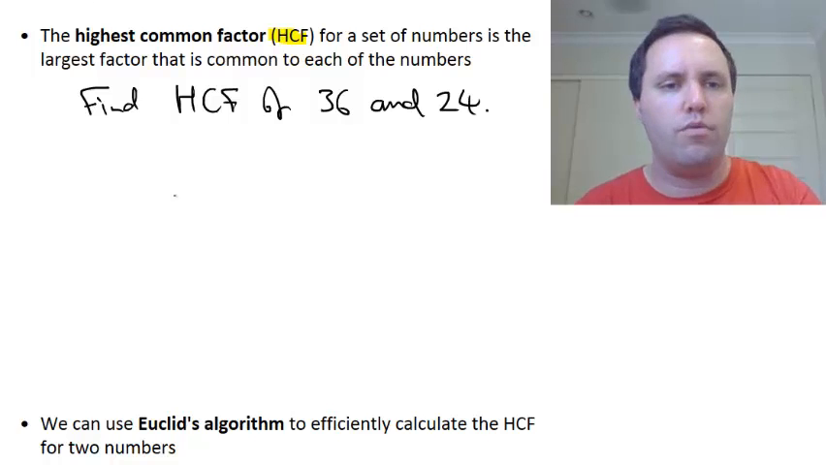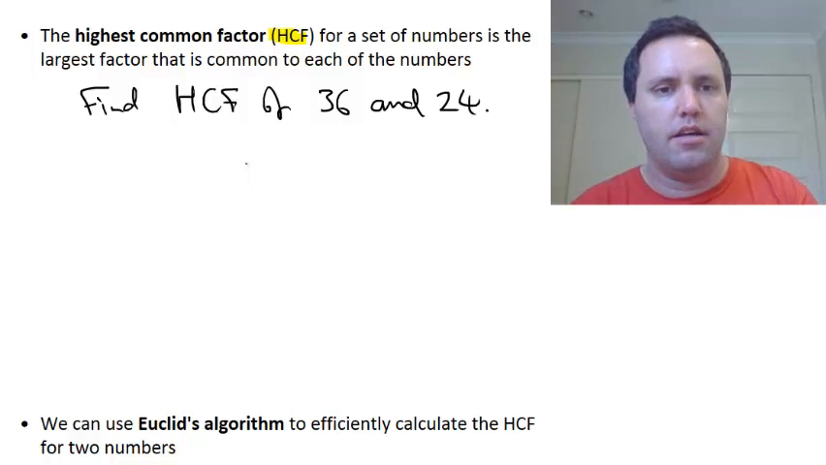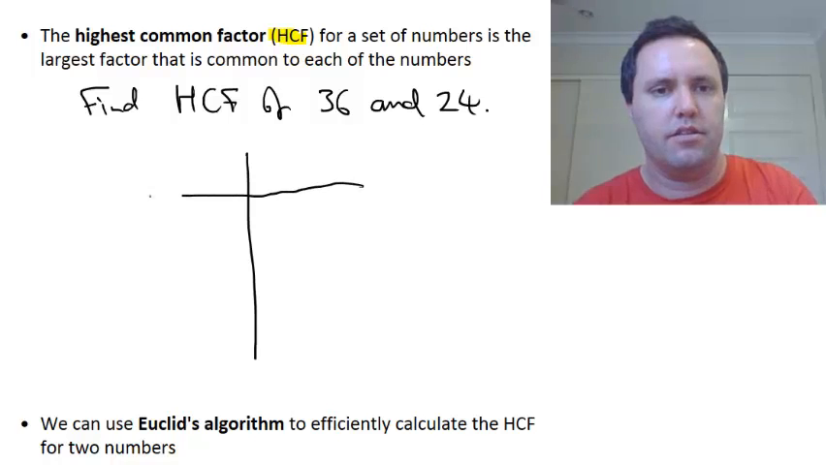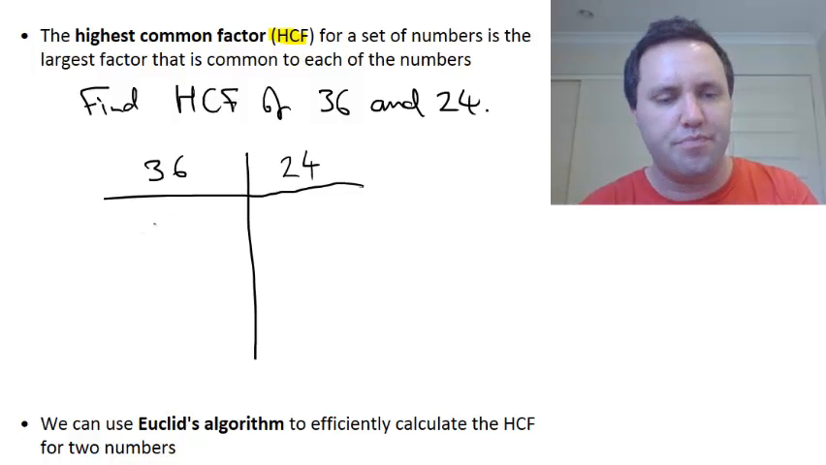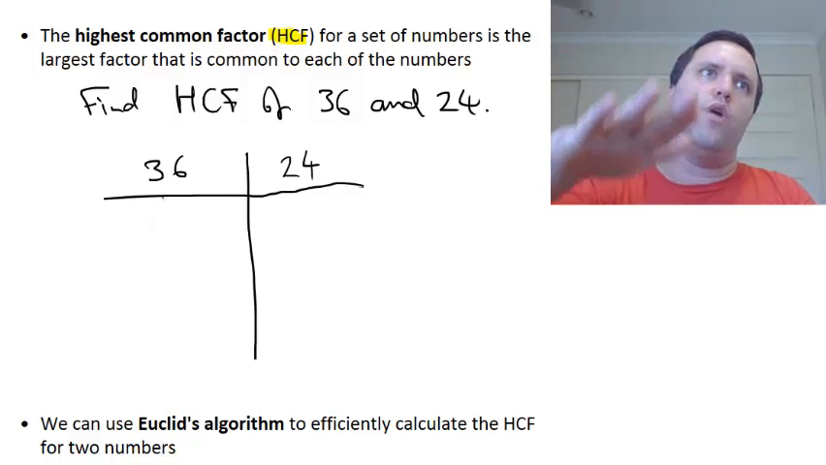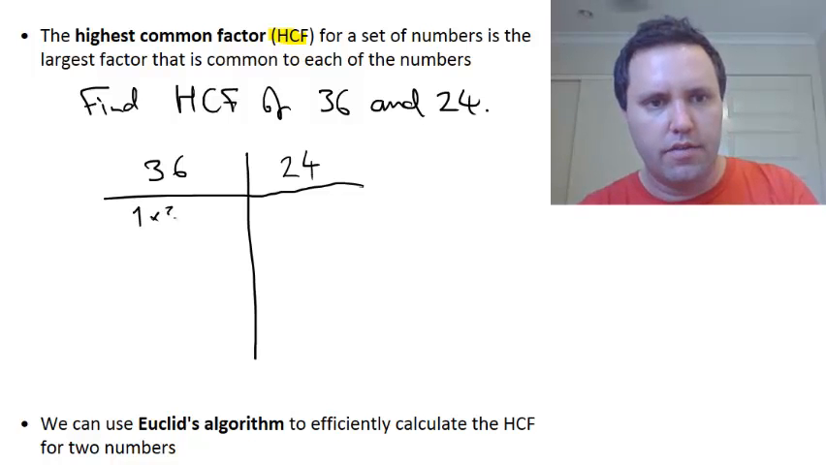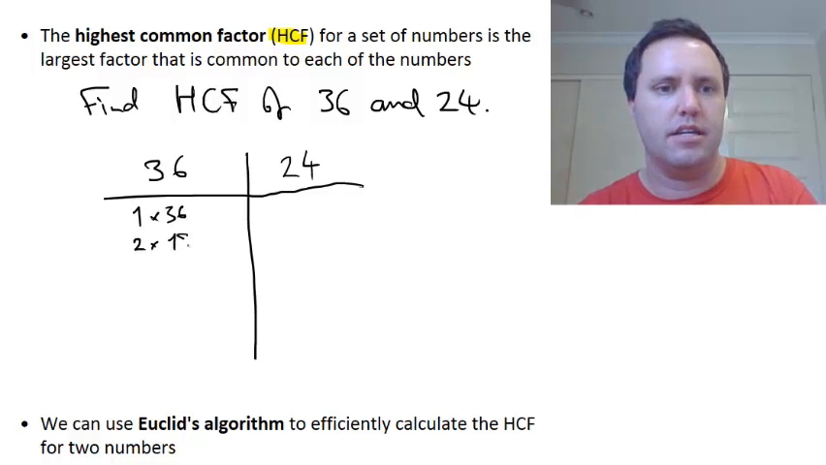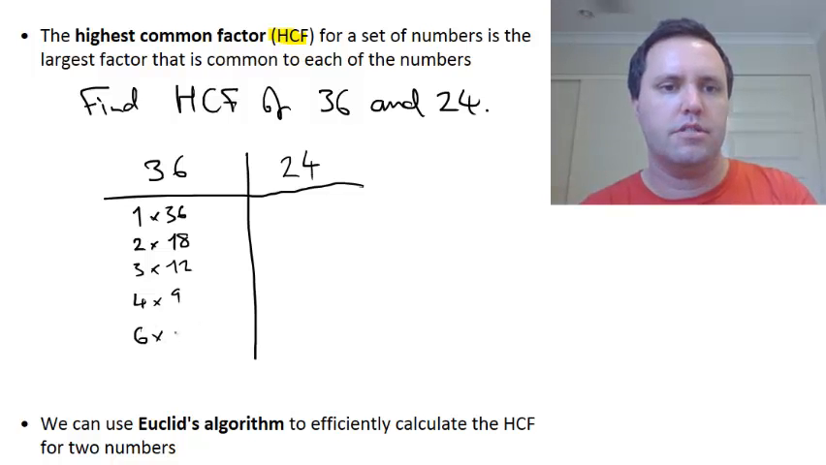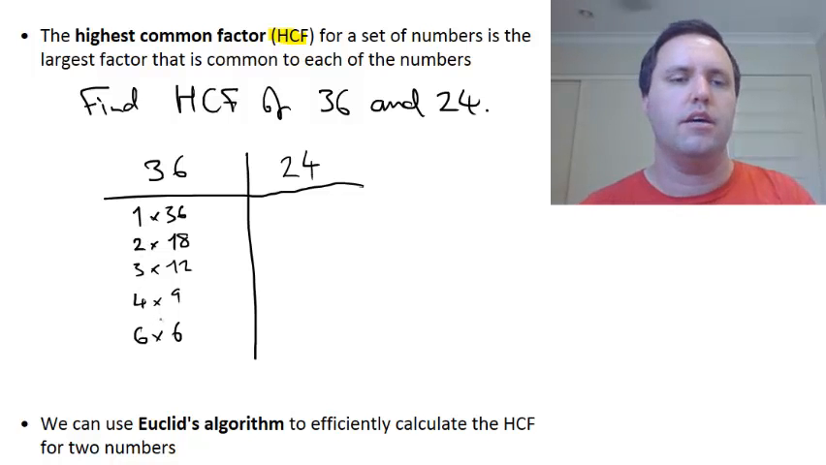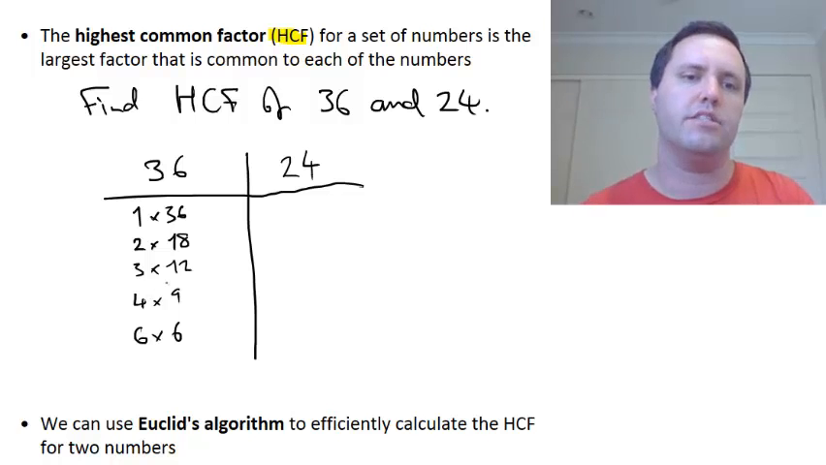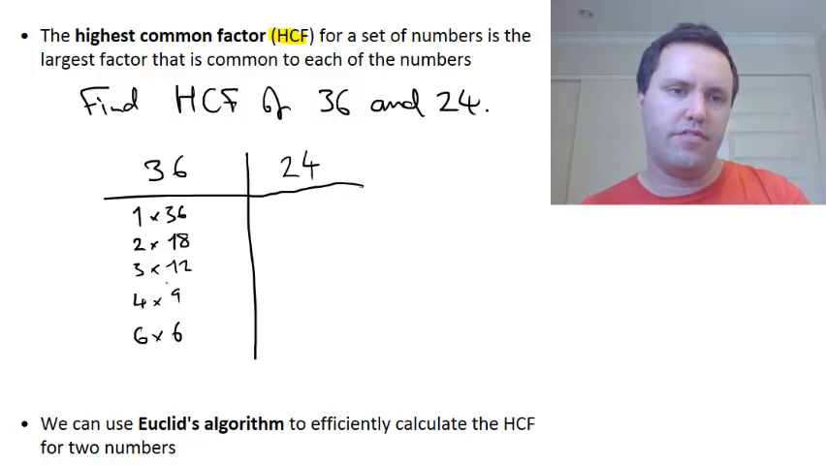Okay, so what I want you to do now is set it out by drawing yourself a nice little T table like this. We're going to put 36 on this side, 24 on this side. Now, it's a good idea to go from 1 downwards. So 1 times 36, 2 times 18, 3 times 12, 4 times 9, 5 doesn't work, 6 times 6, okay, and we're finished. There's no 7s, 8s, when we get back to 9, we're back to 9 times 4 again, etc. So that's our factors for 36.